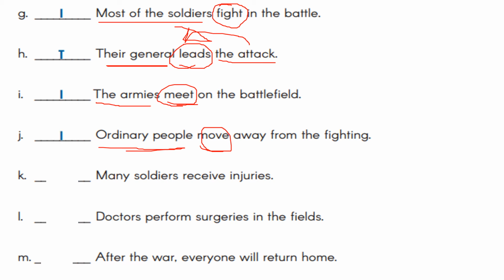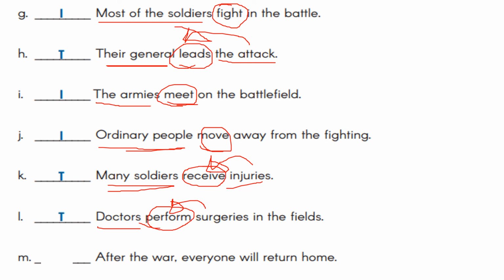Okay. Letter K. Many soldiers receive injuries. So many soldiers is the subject and receive is the action verb. And what did they receive? Injuries. So injuries here received the action. So this is a transitive verb. Letter L. After that, doctors perform surgeries in the fields. So doctors here is the subject, and perform here is the action verb. What did they perform? Surgeries. So surgeries here receive the action, which is the performing. So this is a transitive verb.